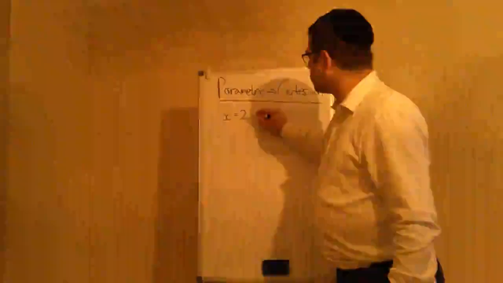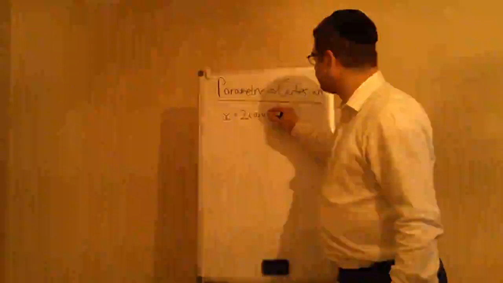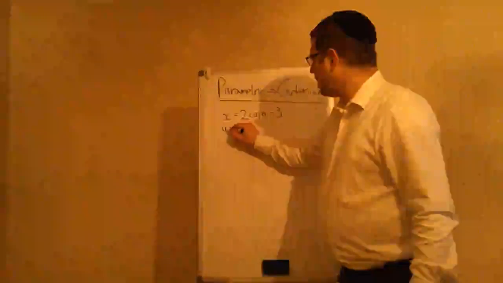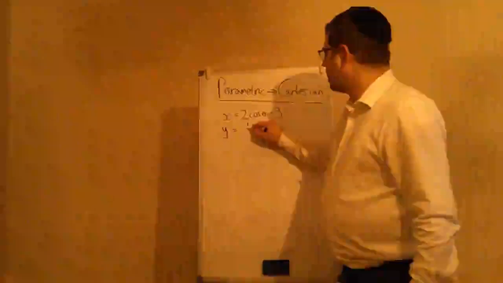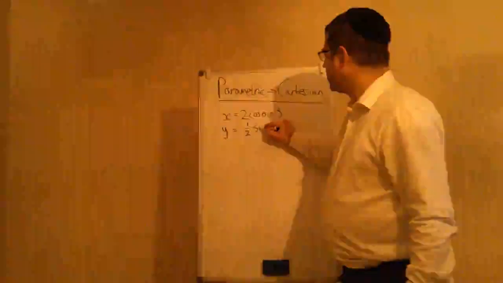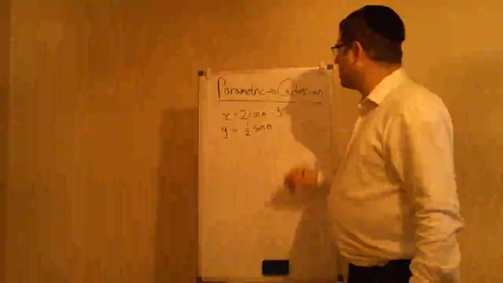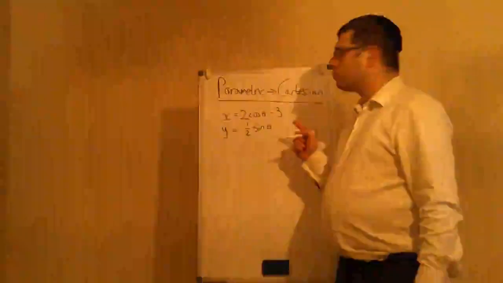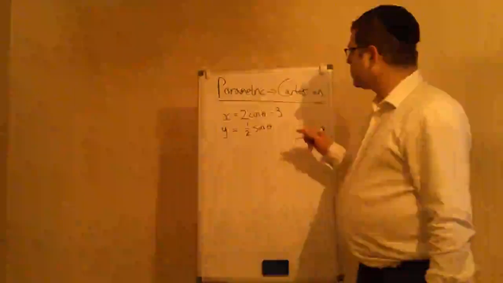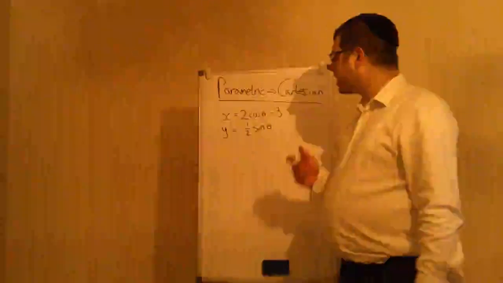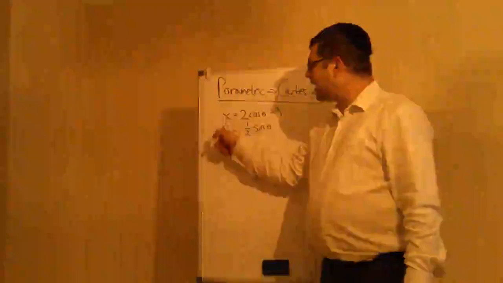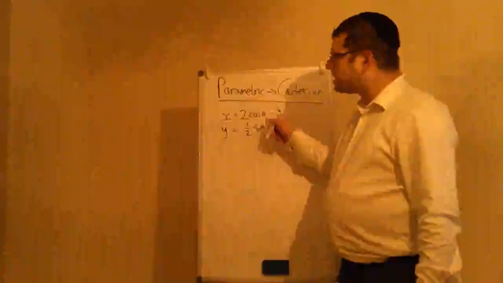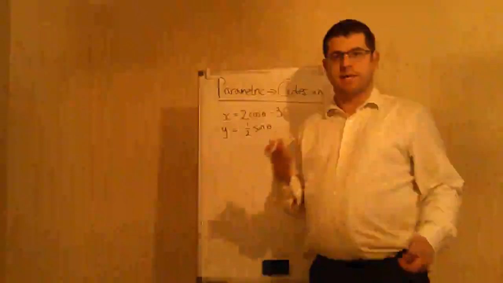Let's say we have x is 2 cos theta minus 3, and y is a half sine theta. Now, what we want to do is to form a Cartesian equation. Remember, a Cartesian equation is a relationship between x and y only, i.e. theta must be eliminated. We're not allowed to have theta in the answer.